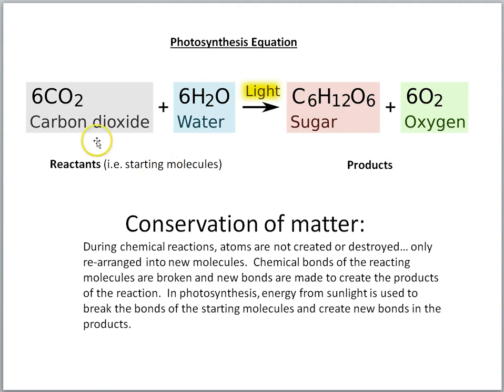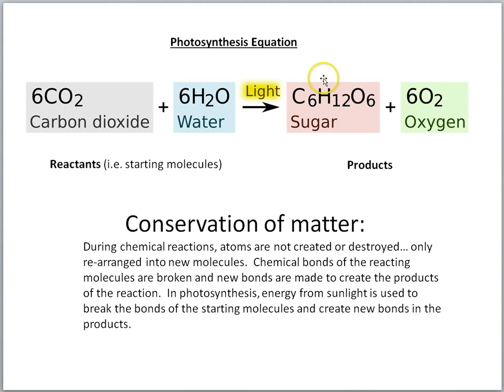Let's take a look at oxygen. Carbon dioxide has 2 oxygen atoms for each carbon dioxide molecule, but we have 6 molecules. 6 times 2 is 12. Plus we have 6 molecules of water. There's 1 oxygen in each water molecule, so that's 6 oxygens there. So 12 plus 6, we have 18 oxygen atoms on the left side of the reaction.